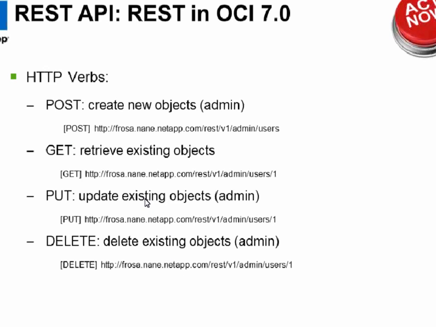Let's look at the verbs. No big surprise, we follow the REST API semantic standard. So we have post for creation of new objects, get for retrieval without side effects, put for updating existing objects. We do support patch. We've started supporting patch.